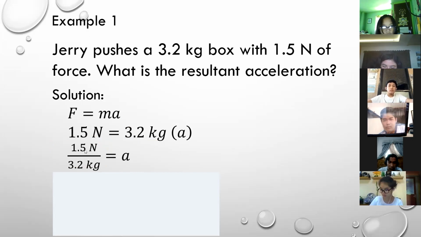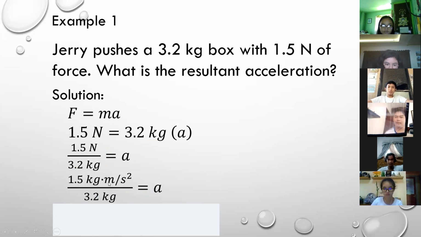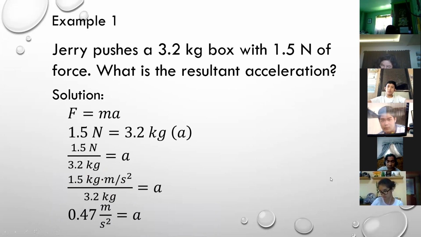Upon that illustration, you get to consider that the unit Newton can't be cancelled with the unit kilogram. So what was the unit of Newton equal to a while ago? Newton is kilogram meter per second squared. So if we expand the unit of Newton to kilogram meter per second squared, we can now cancel the unit of kilogram. So our unit left will be meters per second squared. That's the unit of acceleration. So to proceed, we have now 1.5 divided by 3.2 is 0.47. And that is now the resultant acceleration of the force acted on the body, which is 3.2 kilograms.